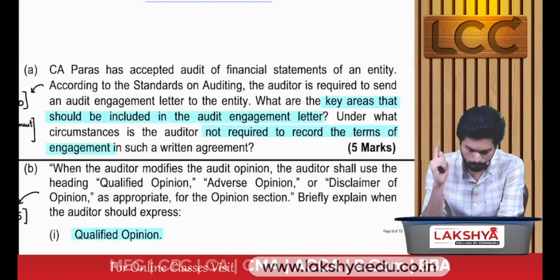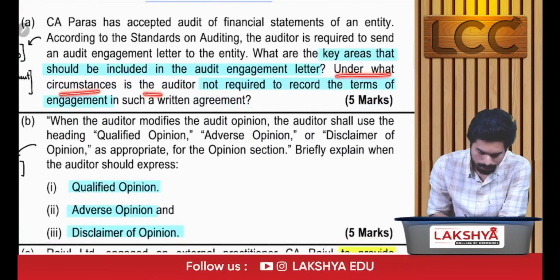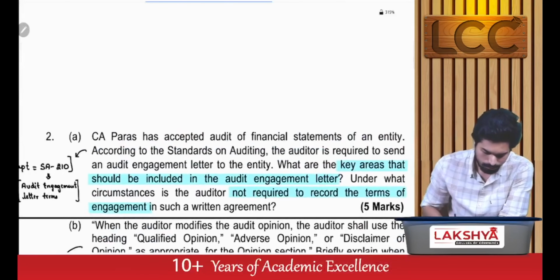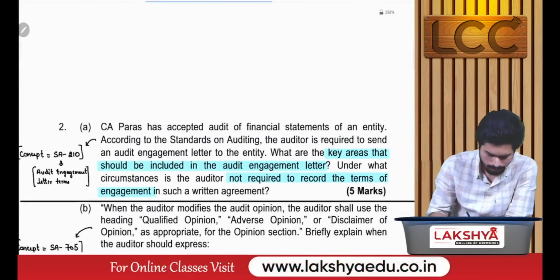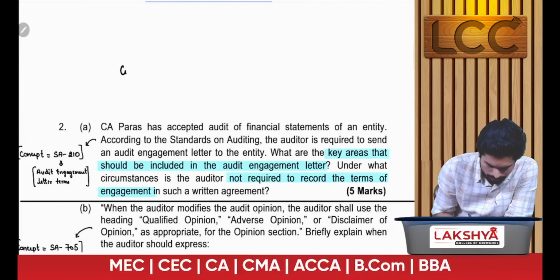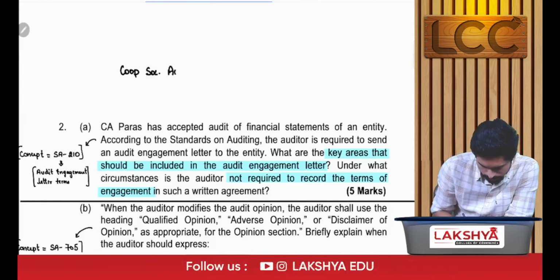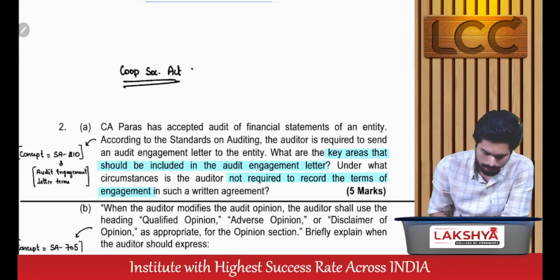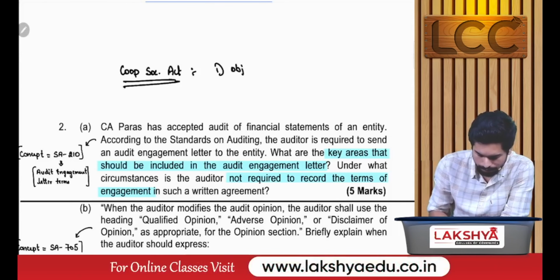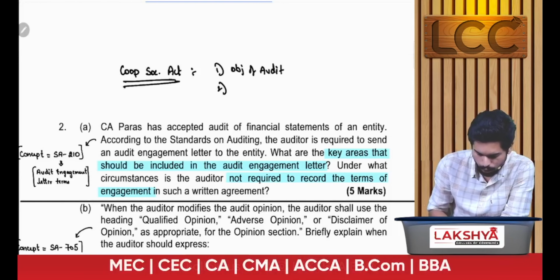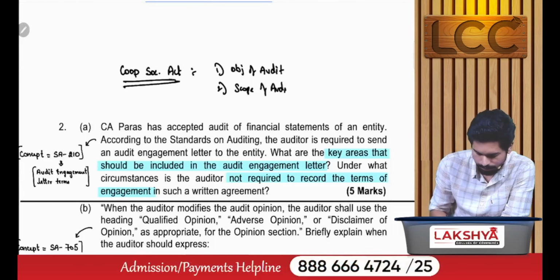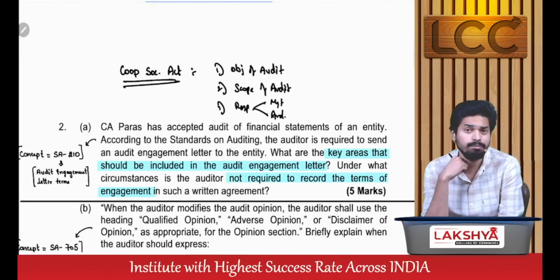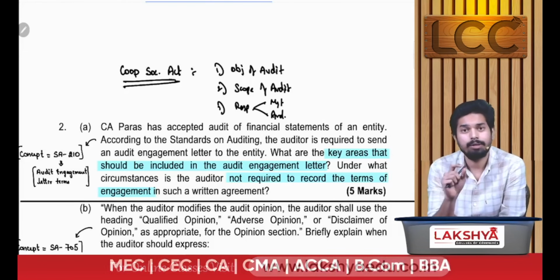But in this question, there is one more point. Under what circumstances is the auditor not required to record the terms of the engagement in such a written agreement? I'll explain this. Listen. Assume there is a law. Let's take the Cooperative Societies Act. This is just an example. Assume in the Cooperative Societies Act, it is clearly mentioned about the objectives of audit, scope of audit, responsibilities of management, responsibilities of auditor, etc. Nothing but in the law itself, it is clearly mentioned about the terms of the audit engagement.